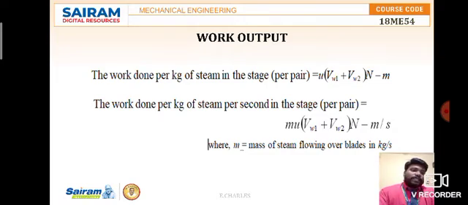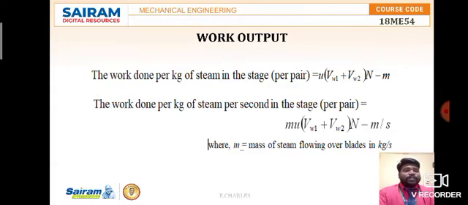So here we can take it as a plus, or you can take it as a minus. If it is in the same direction, it is a minus, and if it is in the opposite direction, it will be taken as plus. And u is the linear velocity or peripheral velocity. Okay, so the work done per kg of steam, per kg in the sense here mass comes into picture.